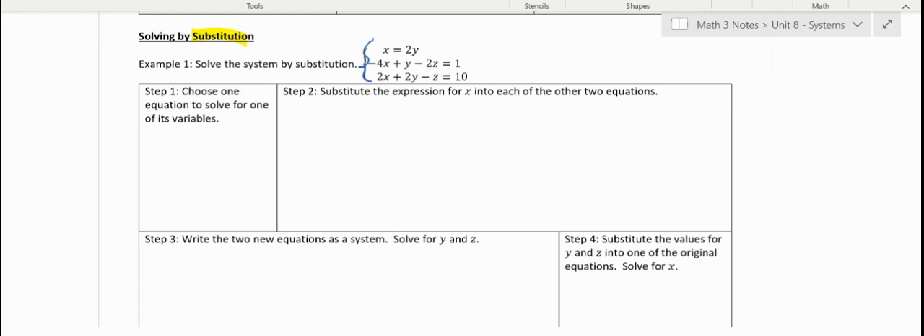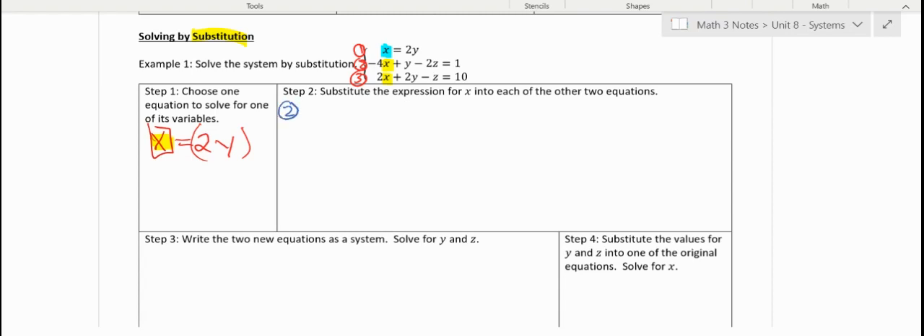Out of the three equations, just for the sake of talking about them, I'm going to call this one equation 1, equation 2, and equation 3. We can see equation number 1 has a variable already by itself. It has x equals, so I'm going to write x equals 2y. This is the equation I'm essentially going to use to substitute. What we're going to do now is take this equation and substitute it into equation 2, but we're also going to substitute it into equation 3.